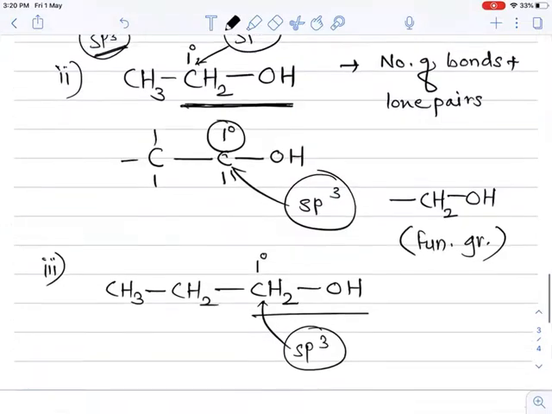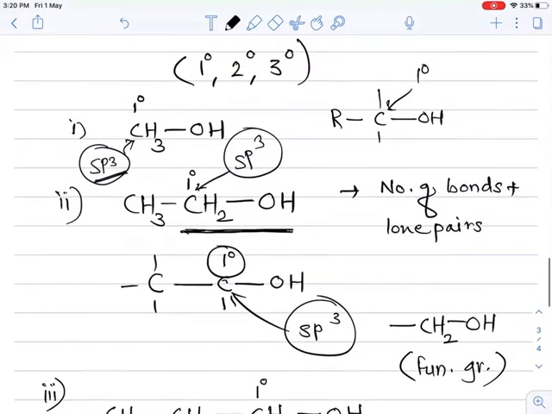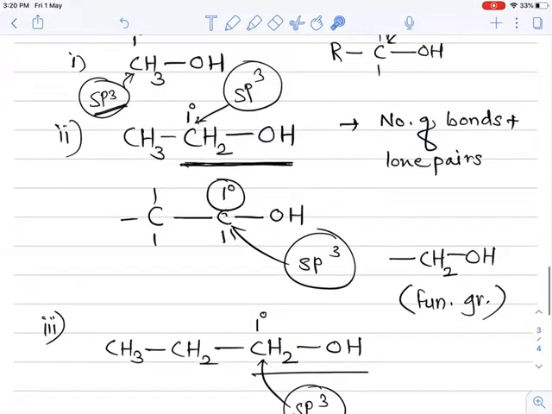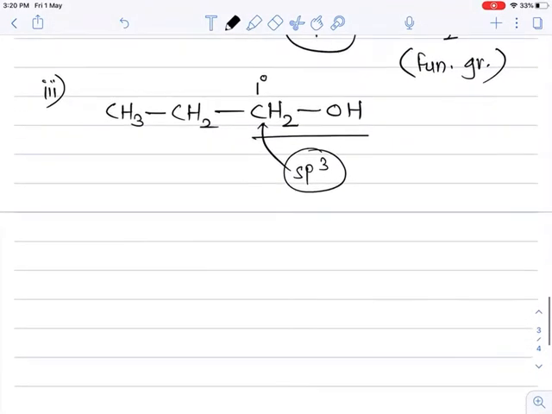So if you observe these 3 examples, the group attached is the CH2OH group, and the CH2OH group is the functional group of primary alcohol. So the CH2OH group is the functional group of primary alcohol.